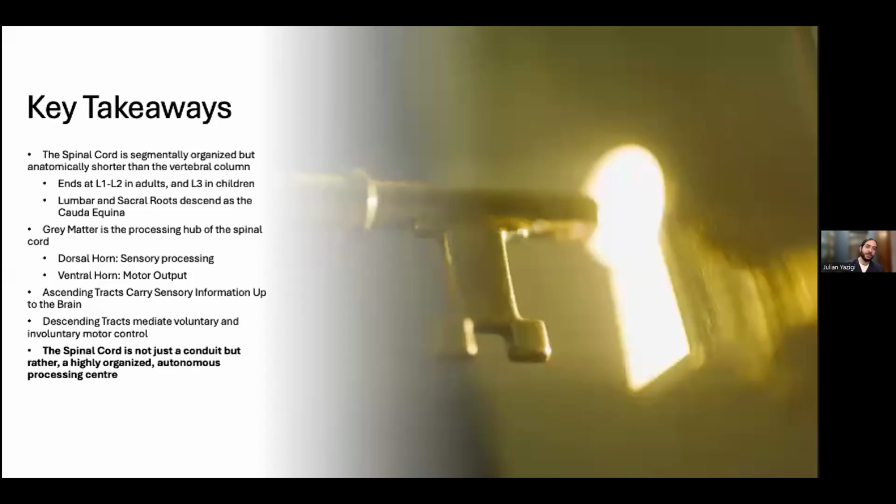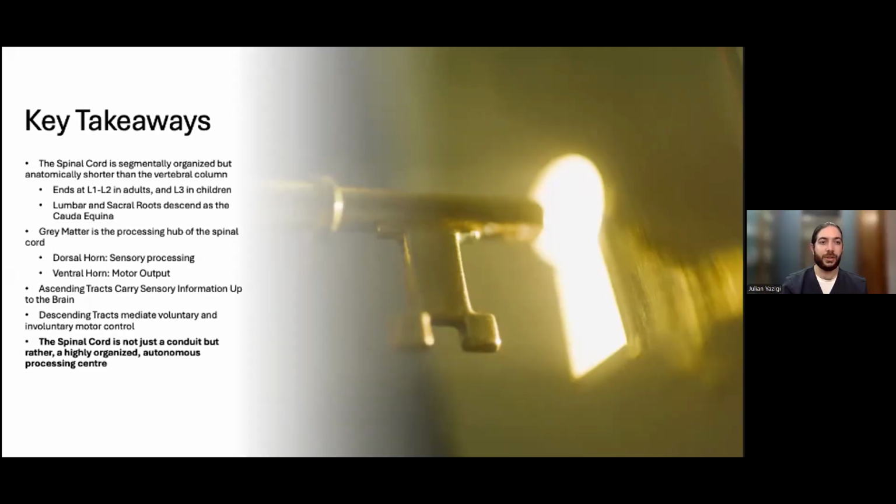So that brings us to the end of my presentation, and we have a few key takeaways today. The first of which is that the spinal cord is segmentally organized but anatomically shorter than the vertebral column. It ends at L1, L2 in adults and L3 in children. Lumbar and sacral roots afterwards descend as the cauda equina.